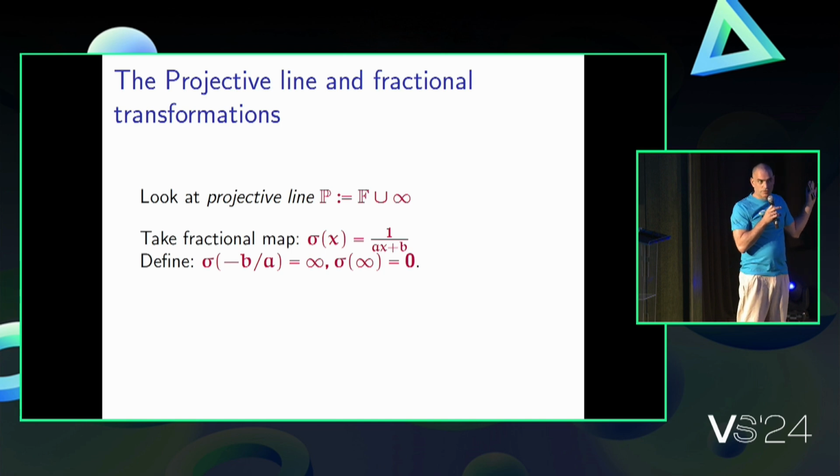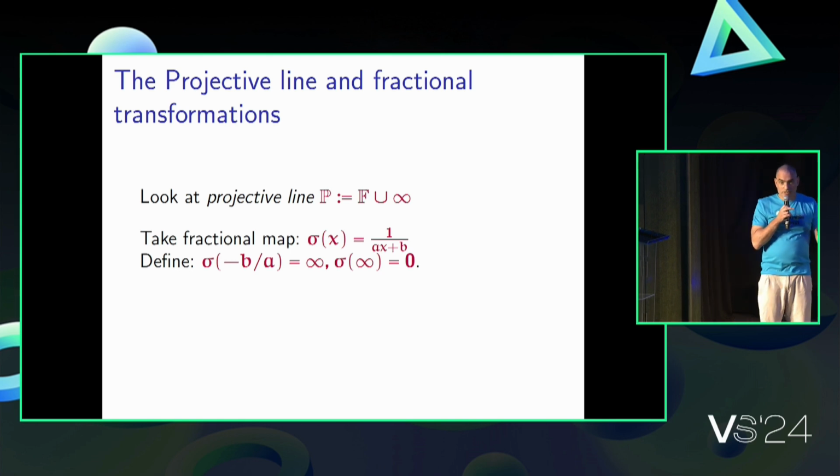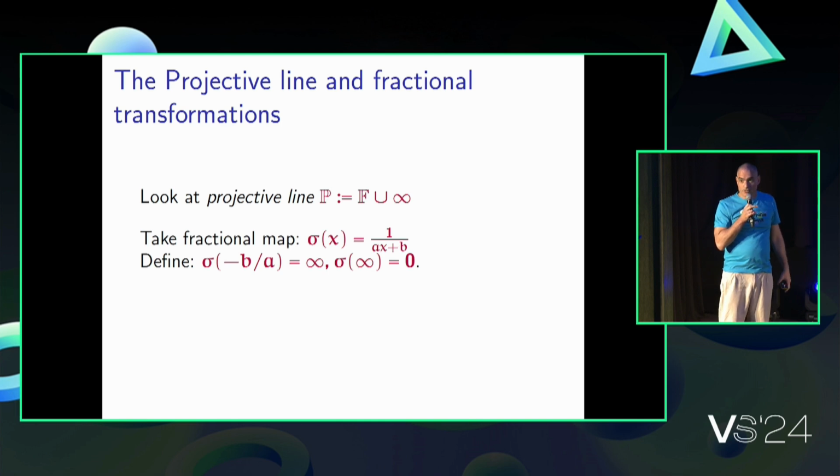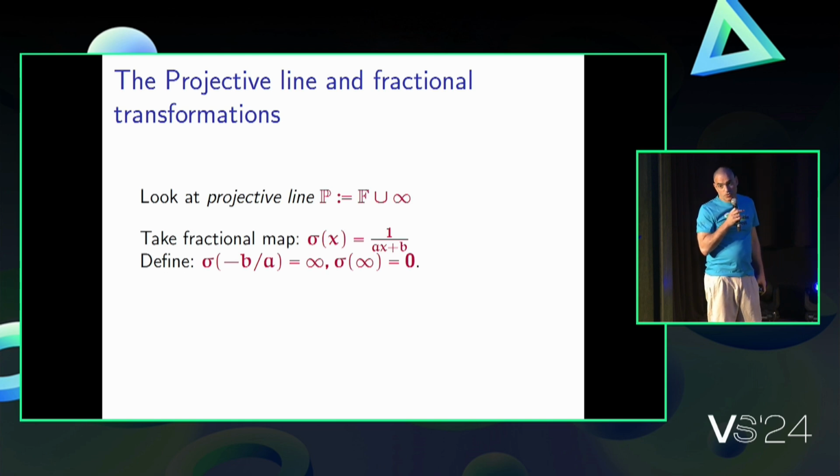So there's 2 points where you're a little unsure what to define. So for example, the point minus b over a, it's going to make the denominator 0, so 1 over 0. So let's say that sigma maps minus b over a to infinity. And we need to say what sigma of infinity is. Well, that's kind of like 1 over infinity. So we'll say that sigma of infinity is 0.